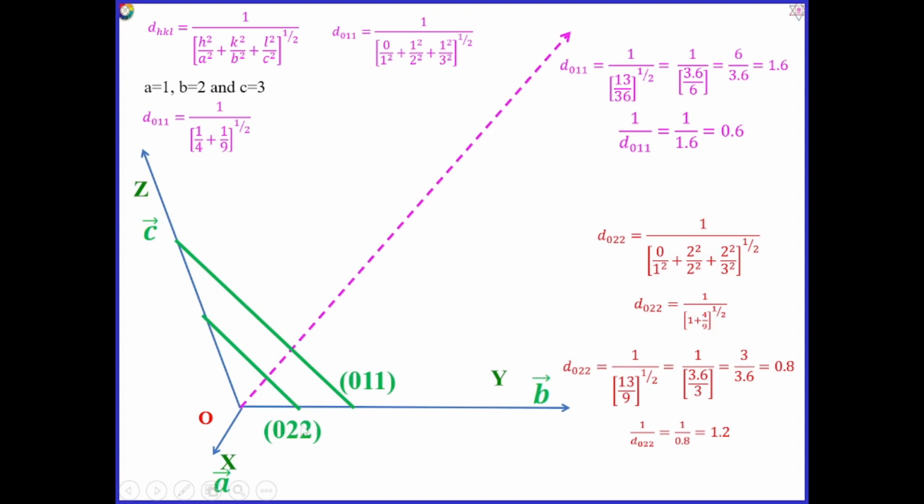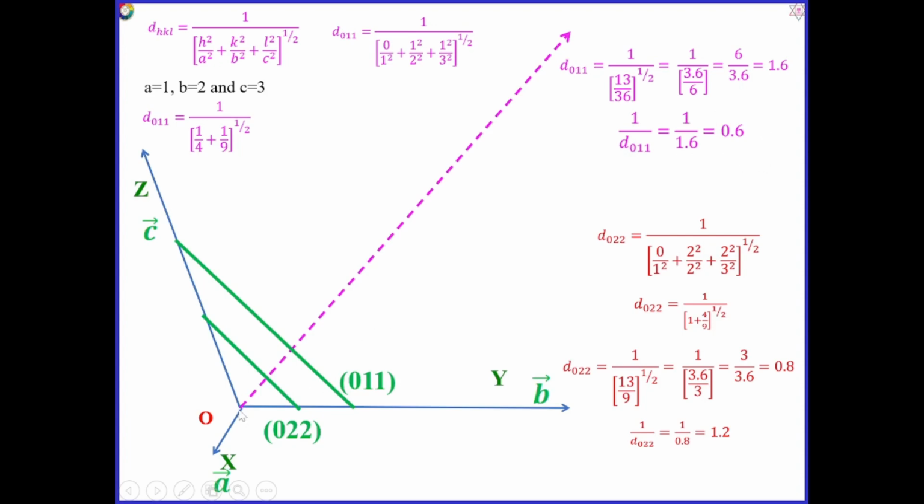Now we are going to find out what will be the length we are going to consider for 011 to locate the reciprocal lattice. Here you can see for D011 the value will be 1.6, and we take the reciprocal by considering this formula. So you just calculate, D011 will be 1.6. The reciprocal, 1 by D011, will be 1 by 1.6, which is 0.6.